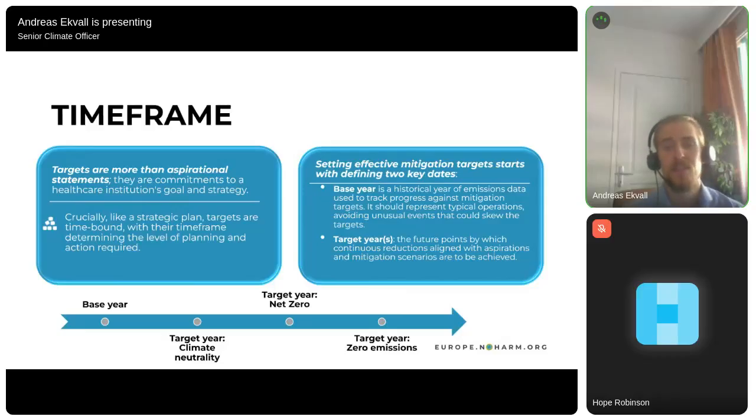This year must represent typical standard operations, avoiding any unusual disruptions that could skew your targets. Second is the target year, or rather years. These are the specific future points by which your continuous emission reductions must be achieved. As you can see on the timeline below, these target years are often structured as a series of progressive milestones. You begin at your base year, moving systematically towards short, mid, and long-term targets.